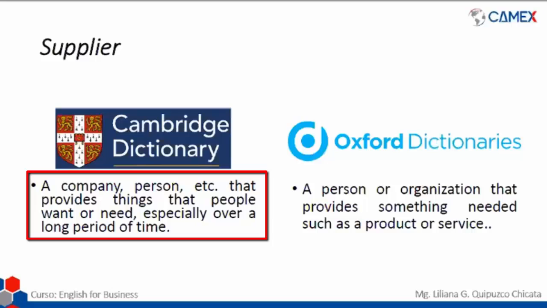So in this case, Cambridge Dictionary says that a supplier could be a single person or an established company that is going to provide to you maybe something that you need, maybe a product, but it specifically says that it is for a long period of time. Okay, so it will not be just one purchase. It means that you're going to build a relationship with this person, according to Cambridge Dictionary.